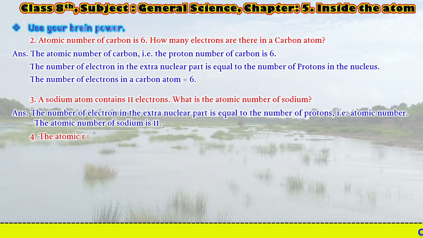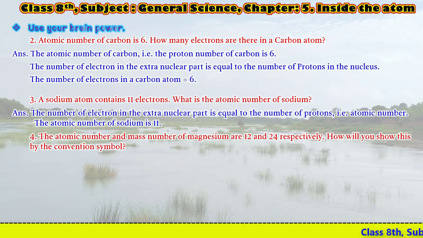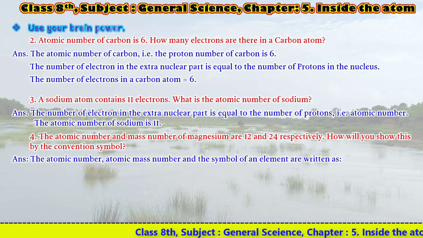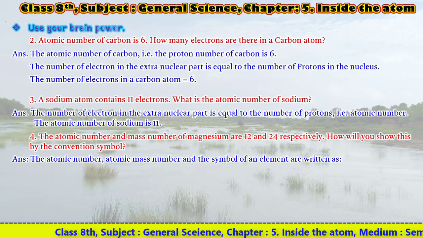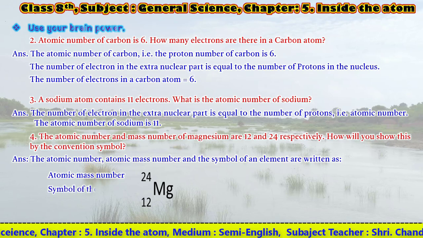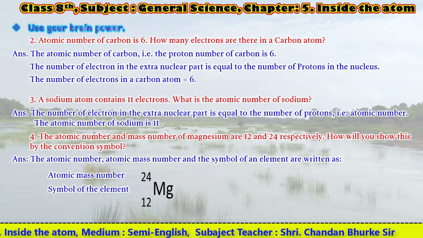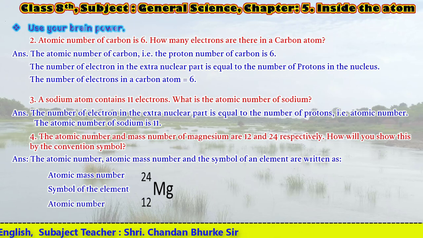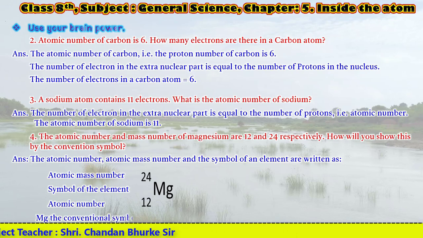Fourth question. The atomic number and mass number of magnesium are 12 and 24 respectively. How will you show this by the conventional symbol? Answer: the atomic number, atomic mass number, and the symbol of an element are written with the atomic number at the bottom and the mass number 24 at the top, and the symbol of the element, capital M and small g. Atomic number 12, Mg, the conventional symbol for magnesium.